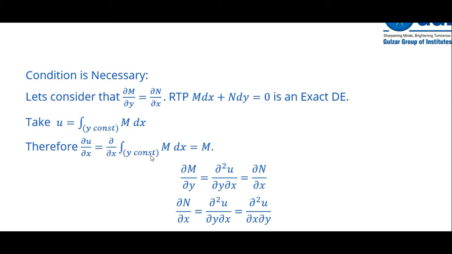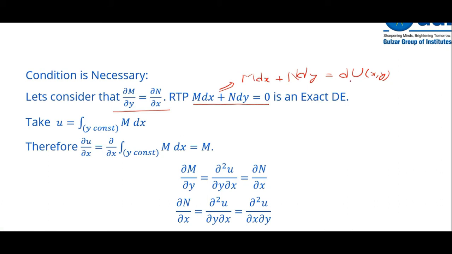Now let's move to the necessary condition. In the necessary condition, we assume that this condition holds, that ∂M/∂y is equal to ∂N/∂x. And now we want to prove that M dx plus N dy is an exact differential equation. Basically we want to prove that M dx plus N dy is the derivative of some function u of x, y. So if ∂M/∂y is equal to ∂N/∂x, then M dx plus N dy is a derivative of u.